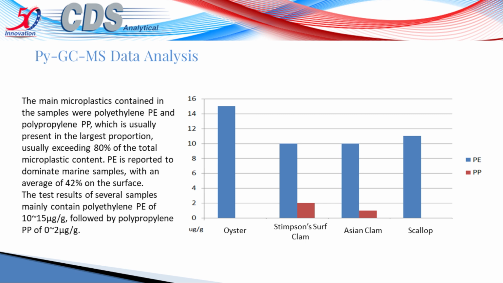There is a correlation between the amount of plastic in marine organisms and feeding patterns, marine habitats, and nutritional status. The main terrestrial microplastics do come from polypropylene and polyethylene. Polyethylene usually exceeds 80% of that microplastic amount. In addition, polyethylene has been reported to dominate microplastics found in marine samples.